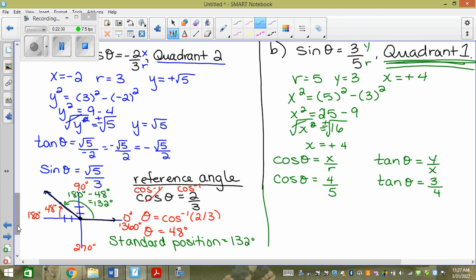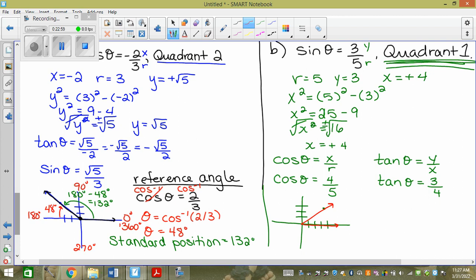Now that I have my x and my y, I can sketch it, correct? My x is 4, my y is 3. So 1, 2, 3, 4, 1, 2, 3, it's like here. Once I get my reference angle, what do I know? In quadrant 1, they're the same. Once I get my reference angle, I actually have my answer, correct?